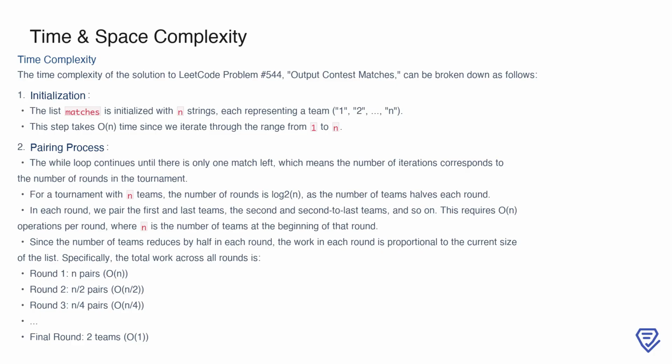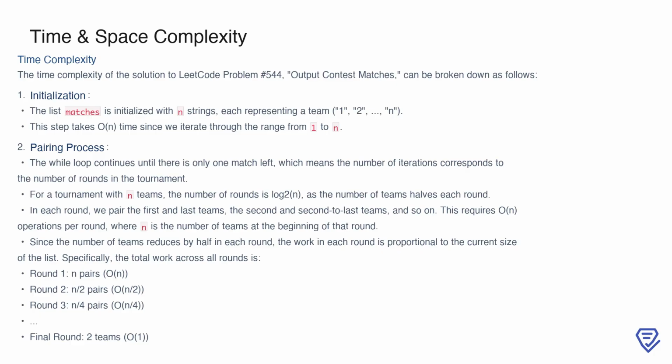Now, let's consider the pairing process. During the tournament, we repeatedly pair teams until only one match remains. The number of rounds required is determined by the fact that the number of teams is halved at each stage, resulting in log2(n) rounds for n teams. Within each round, we pair the first team with the last, the second with the second to last, and so on. This pairing requires n operations initially, as it depends on the number of teams in that round.